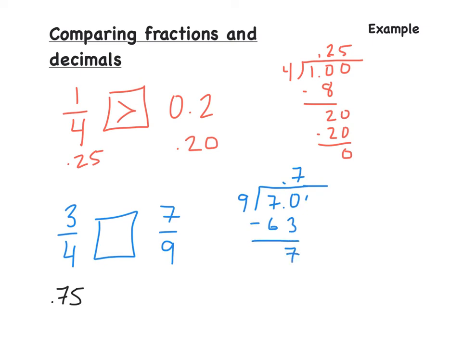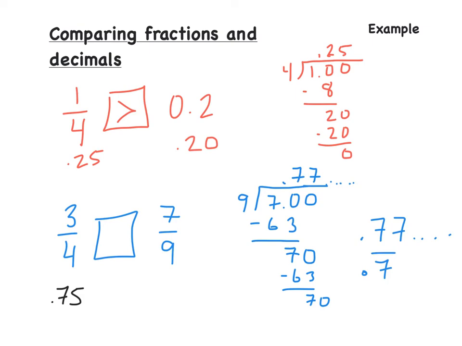So add the 0. How many times does 9 go into 70? That's 7 times. That's 63. If we subtract it, still comes up 7. We start seeing a pattern, 70 minus 63, again and again. So it just continues. So it would be 0.77 and so on, or 0.7 repeating.